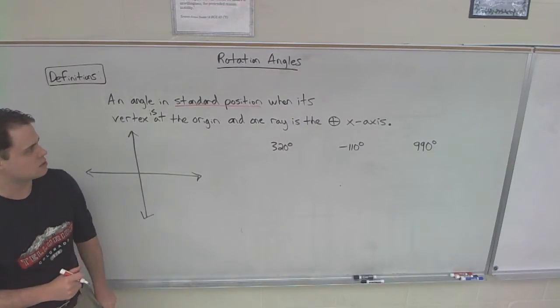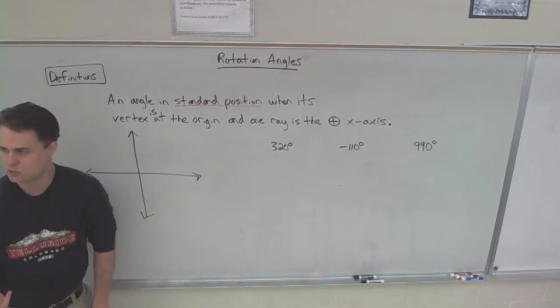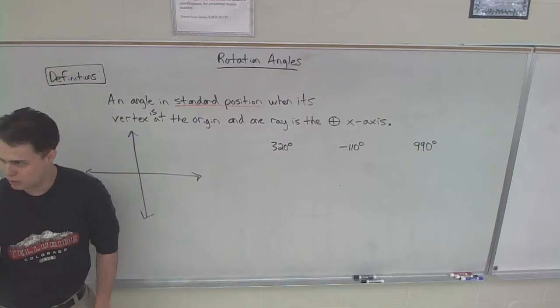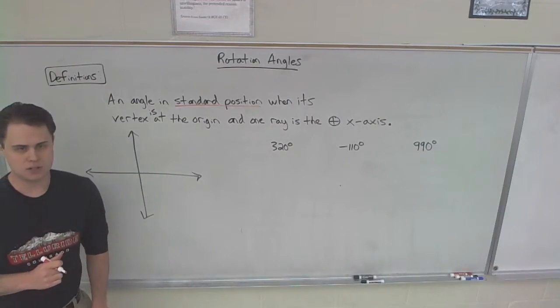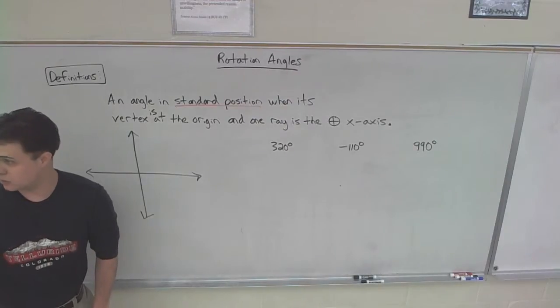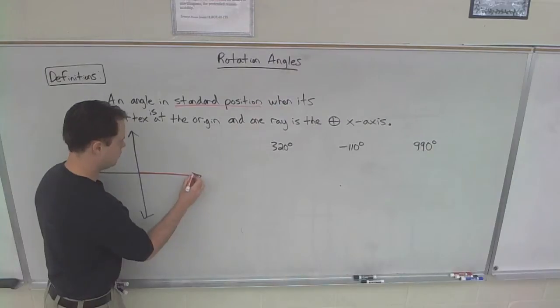So what that means is that one of its sides, one of the rays in the angle, because of course an angle is two rays, right? Two things that start somewhere and keep going. That's what a ray is. One ray is the positive x-axis. That's what it means to be in standard position. So in standard position, this is the first side of the angle, if that makes sense.